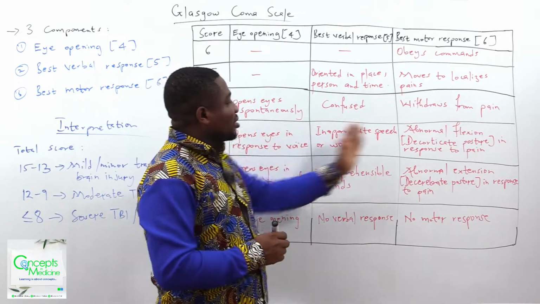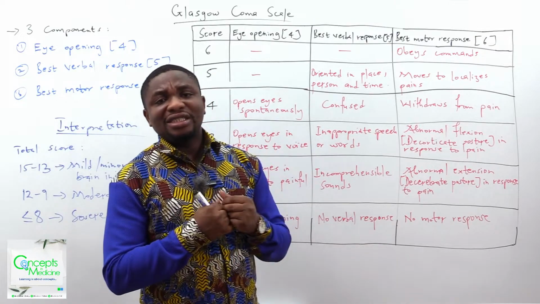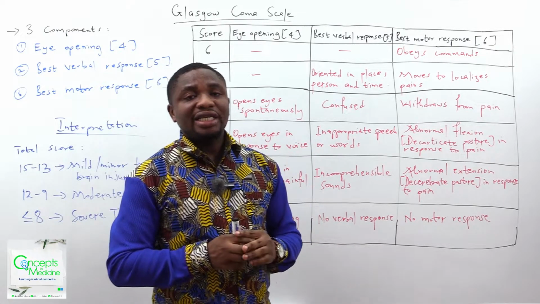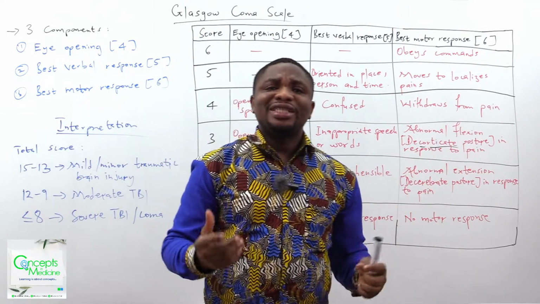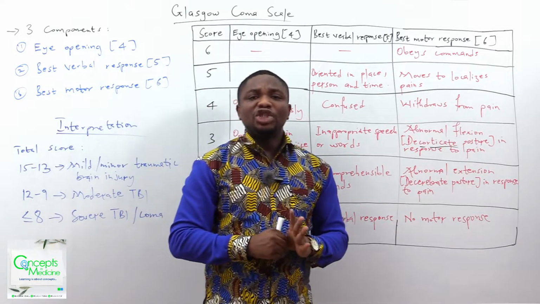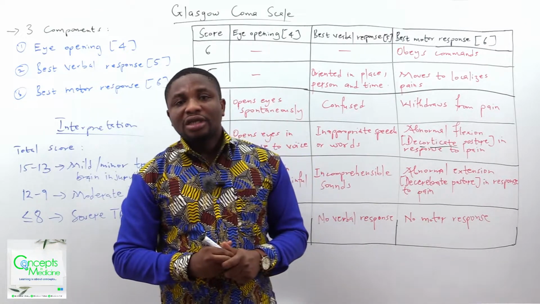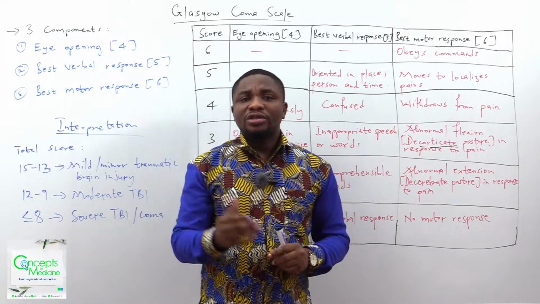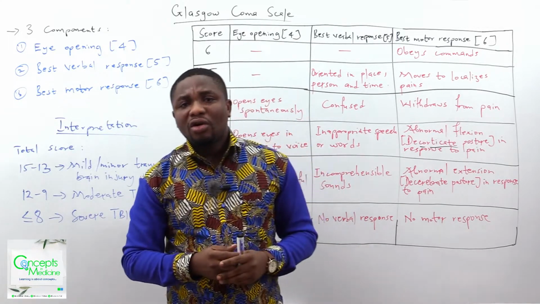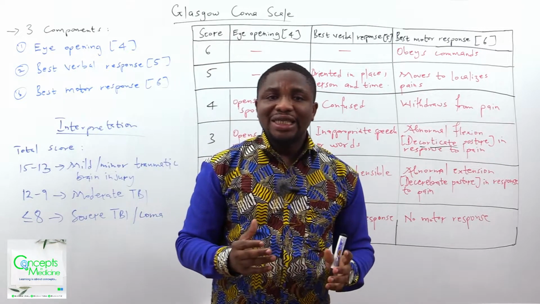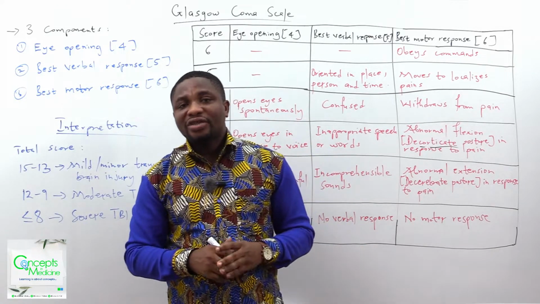You give a score of 3 if there's an abnormal flexion in response to pain, and that abnormal flexion, we refer to as the decorticate posture. And what gives rise to the abnormal flexion? It tells you that the injury or the lesion is occurring above the red nucleus. And any injury that occurs above the red nucleus allows the red nucleus to overfunction. There are no counter forces in place to counter the effect of the red nucleus. And the question is, what is the effect of the red nucleus?